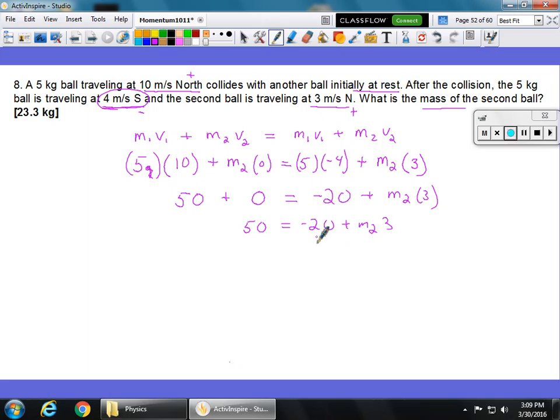We're going to add 20 to both sides, or that is subtracting negative 20, to give us 70 on the left equals m2 times 3, which gives you a mass for your second object of 23.3 kilograms. Right? Pay close attention to the positives and negatives. If for some reason you wound up with a negative mass, that would tell you you're definitely doing something wrong.